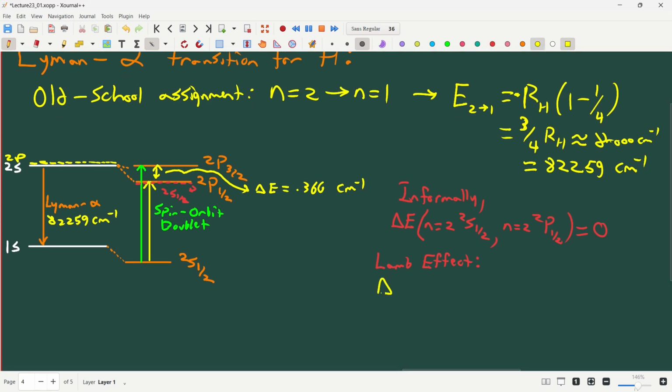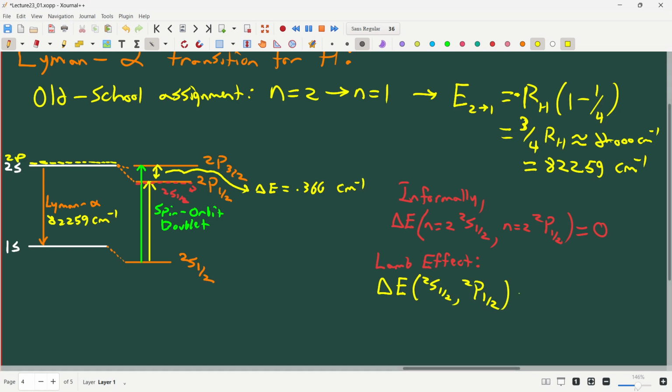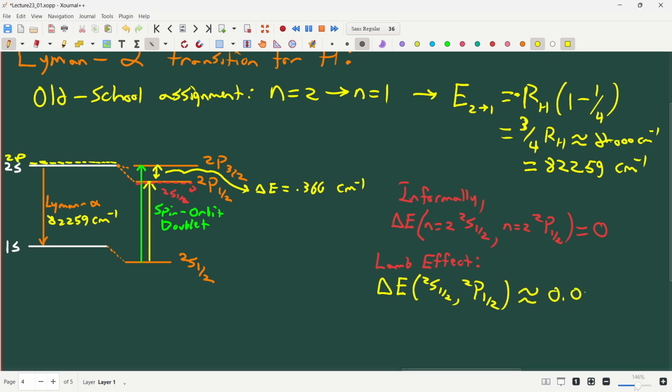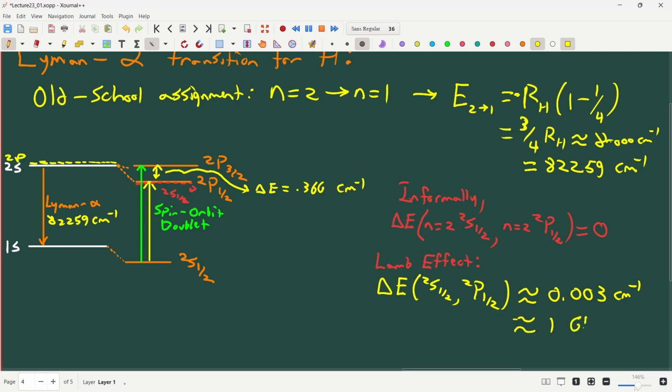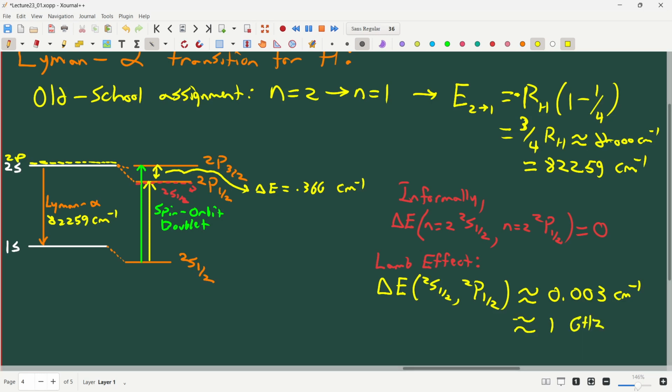And the energy between these two states is on the order of 0.003 wave numbers. It's about 1 gigahertz. All right, so you need a microwave photon to be able to measure it. Right? And this was discovered in the 1940s or 50s. It's a very, very tiny effect, the Lamb effect. So these levels are split right here by a very tiny effect that's 1,000 times smaller than spin orbit.